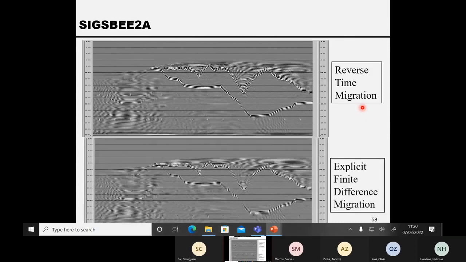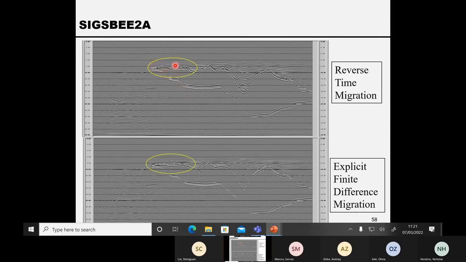If we compare to the one-way wave equation, you can see the difference is here. This one is not as clear as here, because this one is a very deep, steep dip. But for the two-way wave equation, it doesn't matter how steep the dip is. They have a very good image, right? Assume both use exactly the true velocity model, so there's nothing wrong with the velocity model. The only difference is the one-way wave equation and the two-way wave equation.